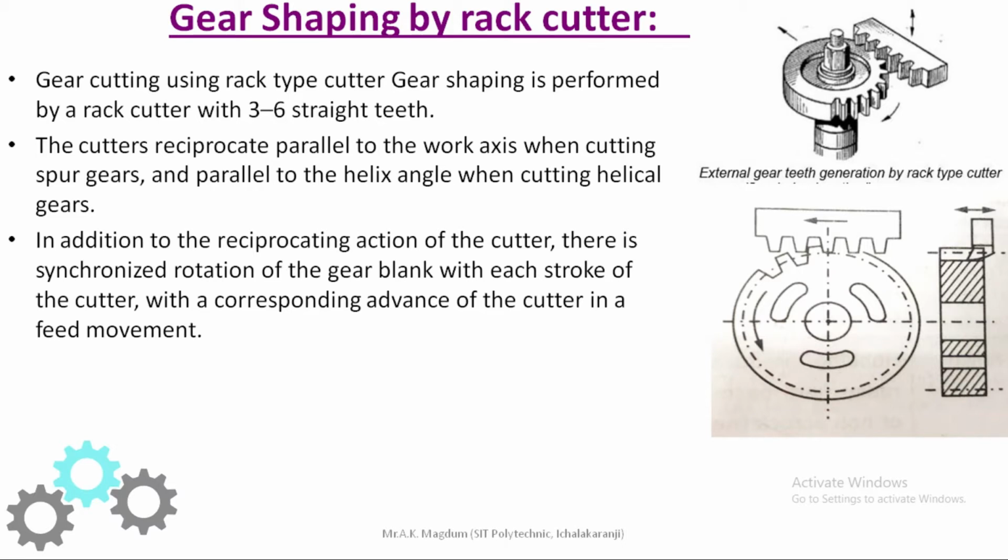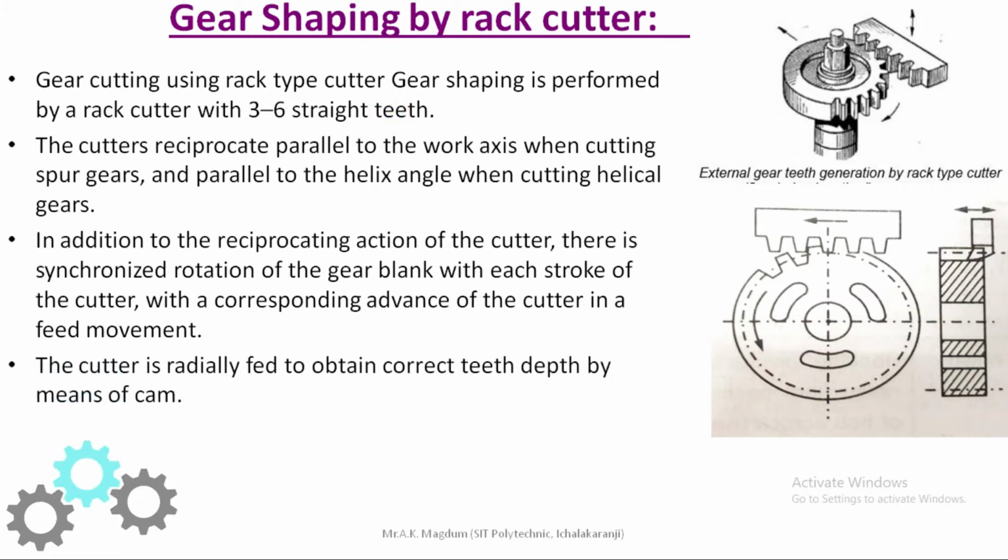Because of that, the peripheral teeth are easily generated over the gear blank, and that is carried out with the help of the synchronized rotation with a corresponding advance of the cutter in a feed movement. This is carried out with the help of feed acting in a downward direction towards the rotating, or circular, motion of the gear blank, and we remove a certain quantity of material from the gear blank, and at the end of this stroke we easily manufacture the gear shape.